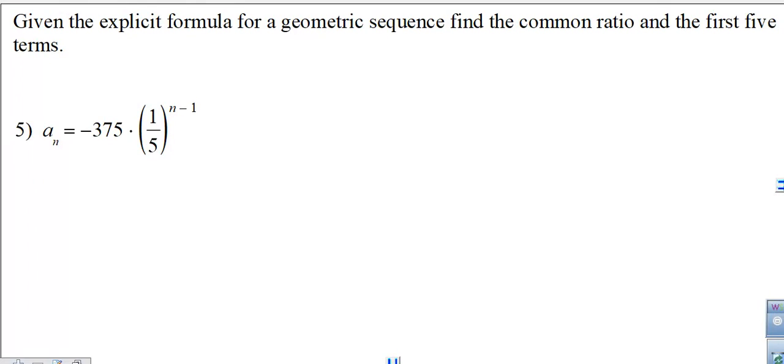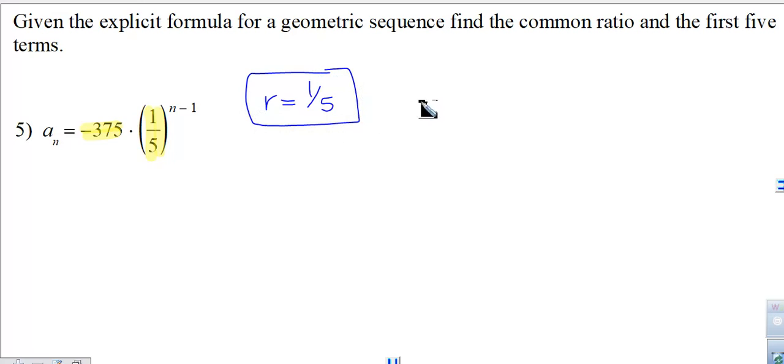In this final example, we have a different set of instructions. We've already been given the explicit formula. They want us to look at this formula, find the common ratio, and the first 5 terms. The great news is they've already given us 2 of our answers. We know that this formula tells me the first term and it tells me the ratio. So, since they wanted me to find the common ratio, that'll be the first answer I write down. R is equal to 1/5.